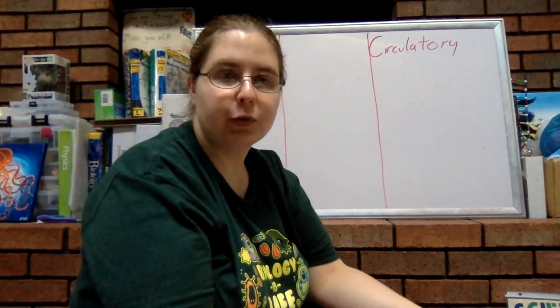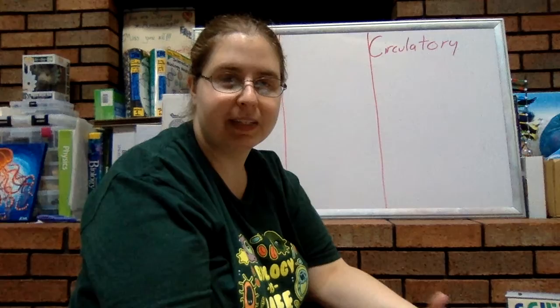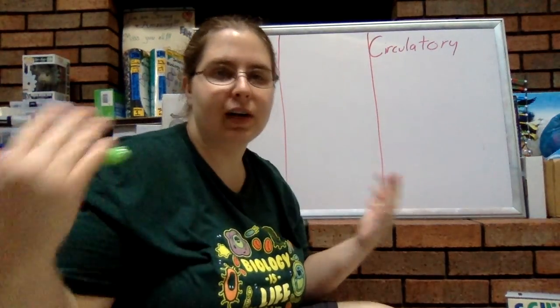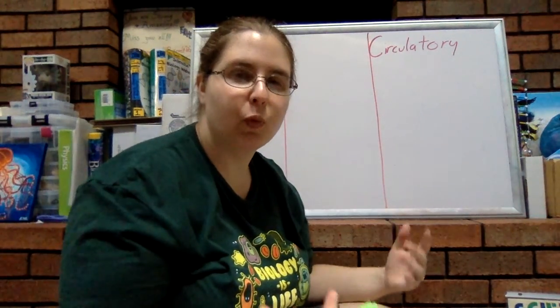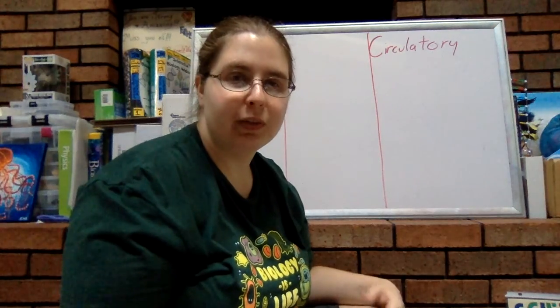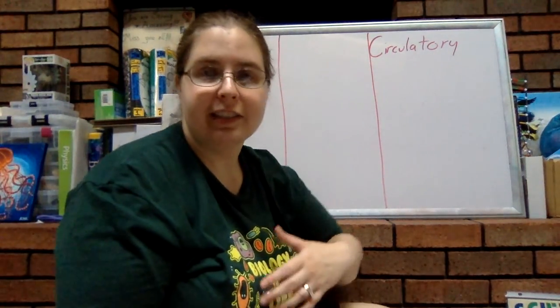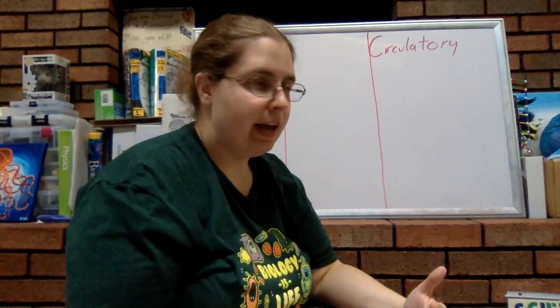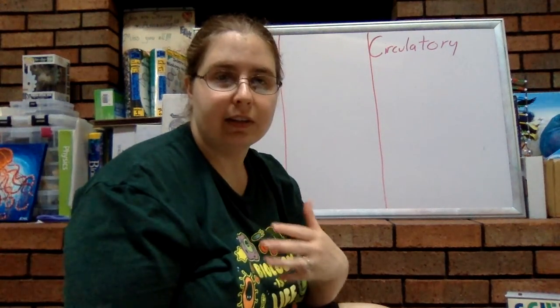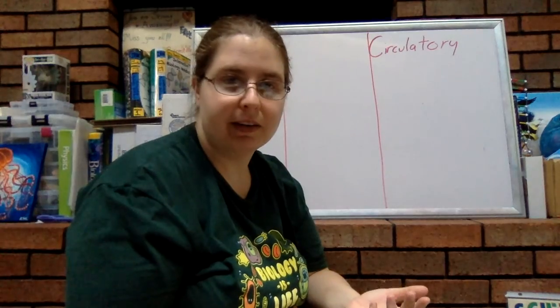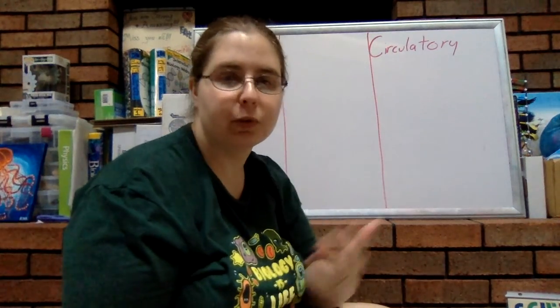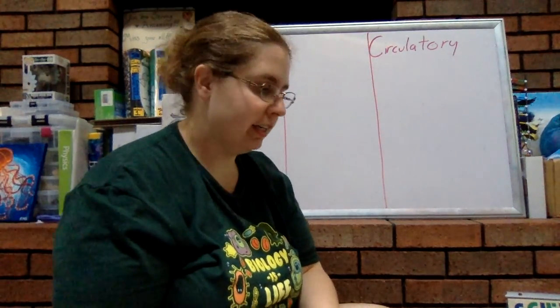Your blood carries nutrients from your stomach and from the intestines all around your body to the cells, and then picks up waste from the cells and moves it to the kidneys where they can be filtered out and gotten rid of. It also circulates things like hormones and other essential molecules, antibodies and such, and enzymes throughout your body so they can get where they need to go.